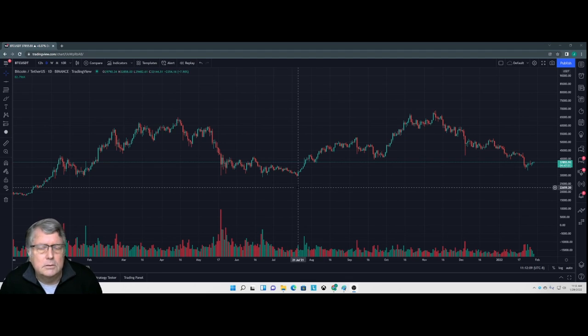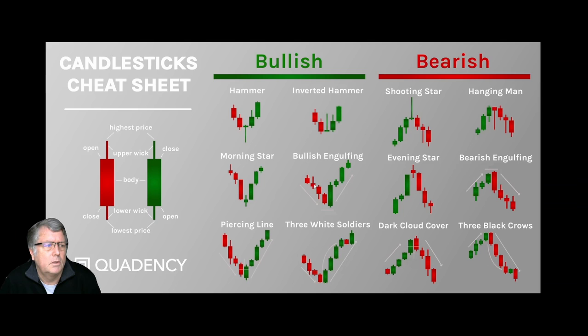So candlesticks are drawn based on, well, let me just describe it this way. This is called a candlesticks cheat sheet. And you can see that in a bearish move, the candle is red, and the open is at the top of the candle, the close is at the bottom of the candle, and the highest price was at the upper wick, and the lowest price is on the lower wick. For a bullish move, the open is at the bottom of the candle, the close is at the top of the candle. Again, the highest price is at the top of the wick, and the lowest price is at the bottom of the wick.